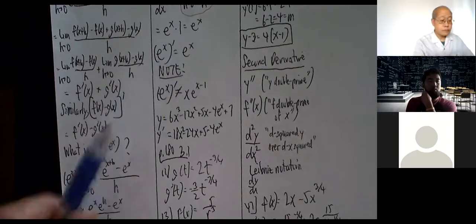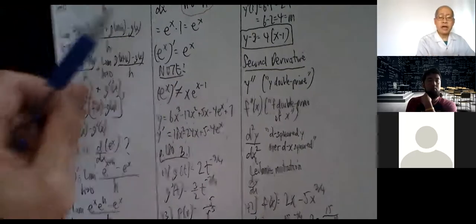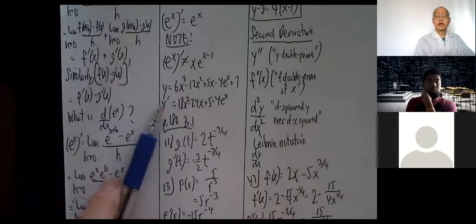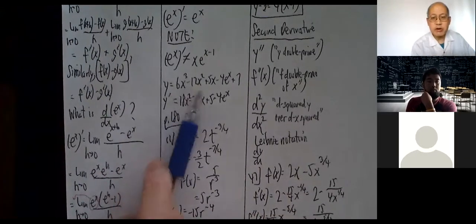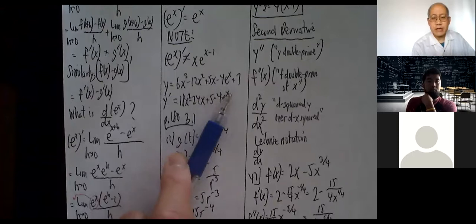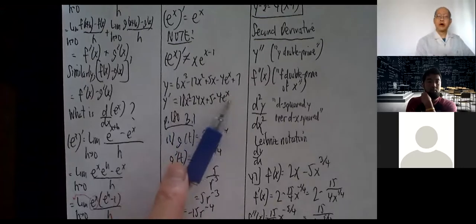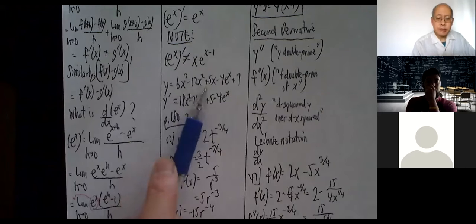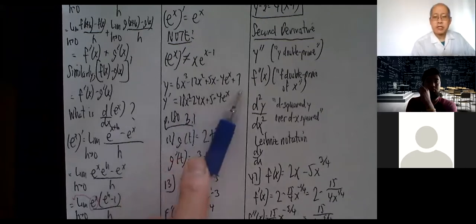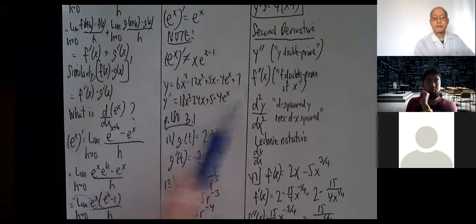All right. Okay, and what do I have here? I made up my own example, incorporating a lot of stuff. 6x cubed minus 12x squared plus 5x minus 4e to the x plus 7. So how do I differentiate the whole thing? It's just the derivative of this minus the derivative of this plus the derivative of this, minus the derivative of this, plus the derivative of this. Just go one by one.